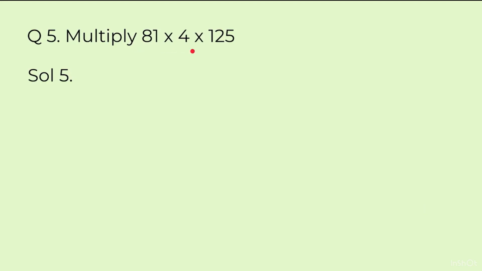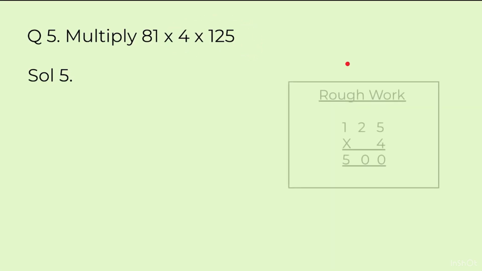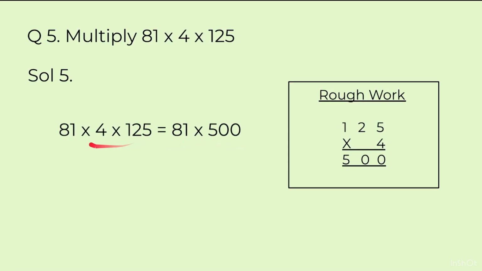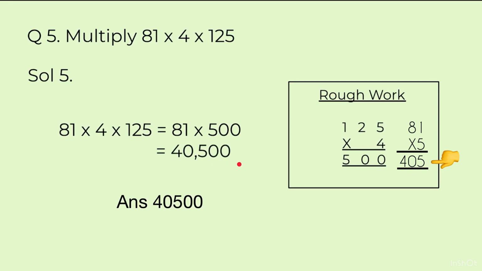Multiply 81 into 4 into 125. Now here we have to first multiply 4 into 125. When we multiply 4 into 125, we get 500. So, we will first write this is equal to 81 into 500 because we have multiplied 4 and 125. We will multiply 81 by 5. When we multiply 81 by 5, we get 405. So, we will write 405 and then we will put 2 zeros in the end. So, the answer becomes 40500.